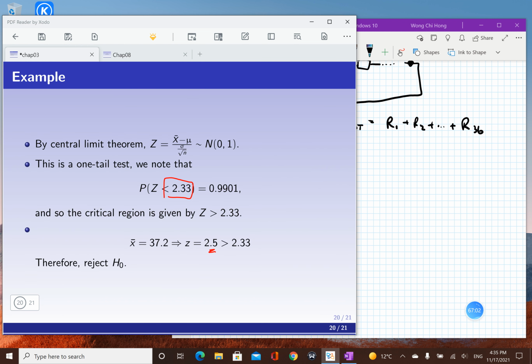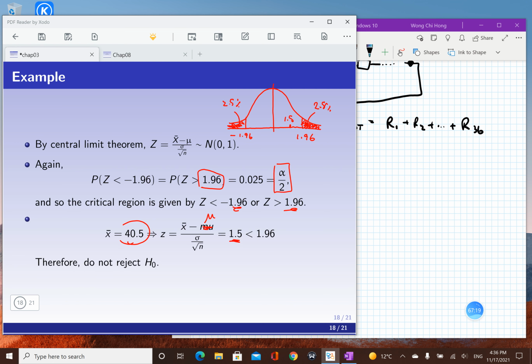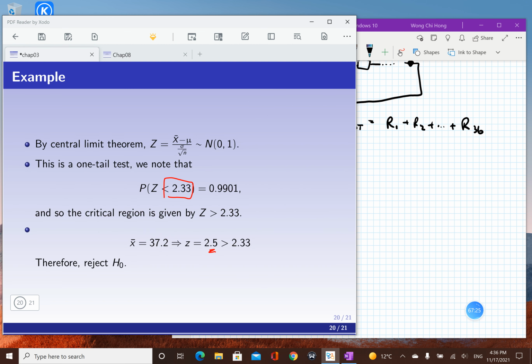At the end of a hypothesis test, we're just comparing numbers. We work out whatever we have for the z value, what that equals, 2.5, and then we compare that with our critical value. Greater than, then we reject H0. If it's less than, like the one we had before, 1.5 against 1.96, we do not reject H0. That's all. At the end, we're just comparing numbers.